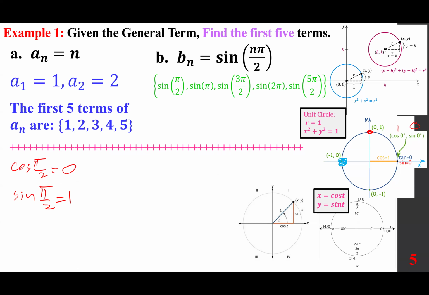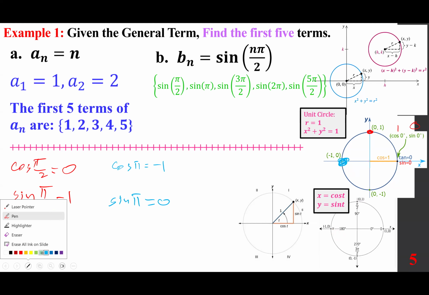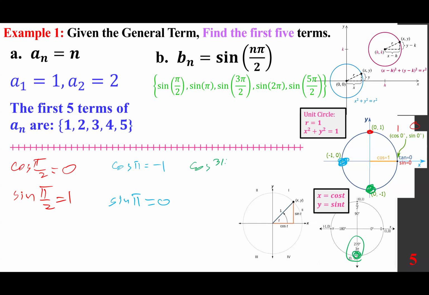If you're looking at this point, again, this one is pi over 2 and 90 degrees. This one, 180 or pi. Cosine of pi, negative 1. Sine of pi, 0. And this one, everybody, the angle is 270 degrees, or 3 pi over 2. Cosine is 0. Sine is negative 1.